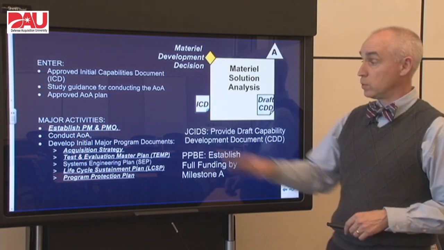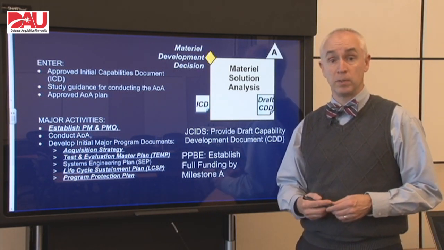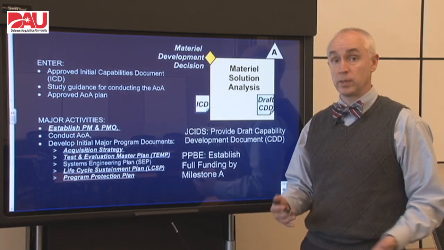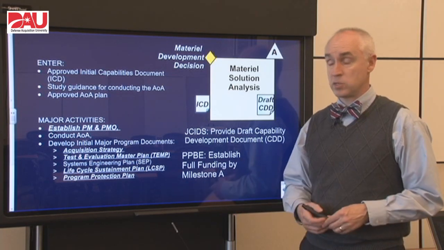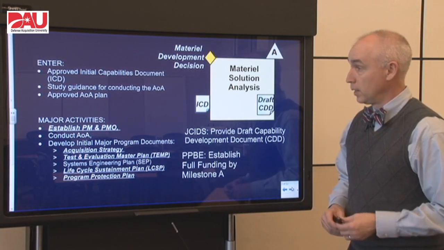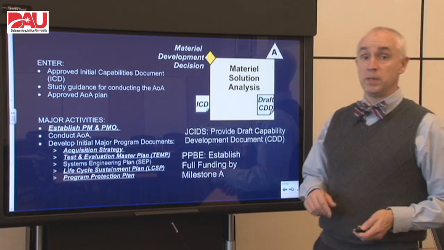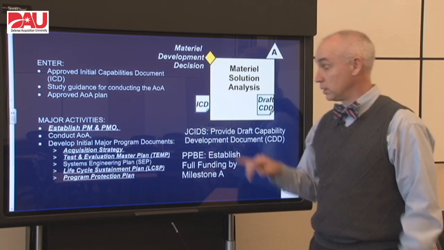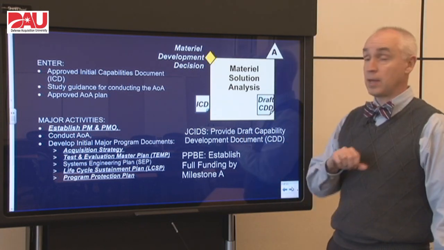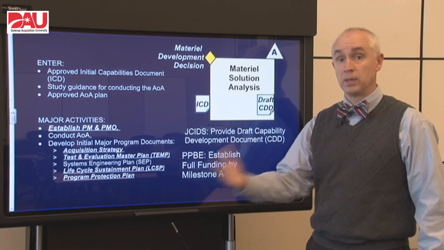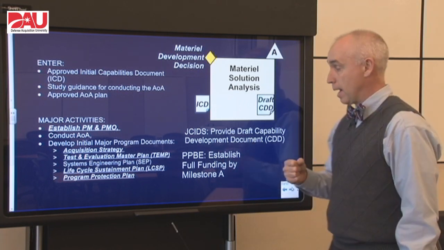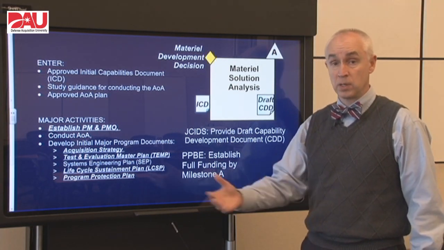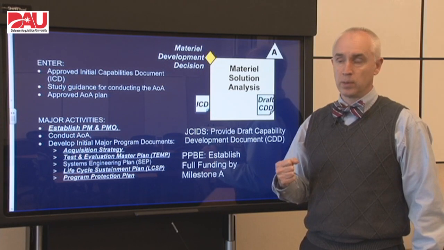We want to pick the best technology out of all the alternatives in order to meet that user need. In addition to that, we need to establish a program manager and a program management office, and also put together our initial program documentation, including the acquisition strategy, test and evaluation master plan, and the others that are listed here. During this phase also, we are going to be interfacing with the warfighters who wrote this initial capabilities document in the JSID system to get a draft capability development document. So there's going to be a lot of dialogue back and forth to make that happen. Also, we need to establish full funding in the Future Years Defense Program during this phase, so our financial management folks will be pretty busy.